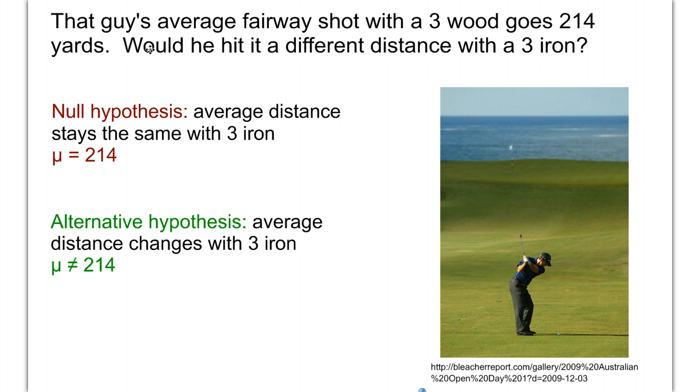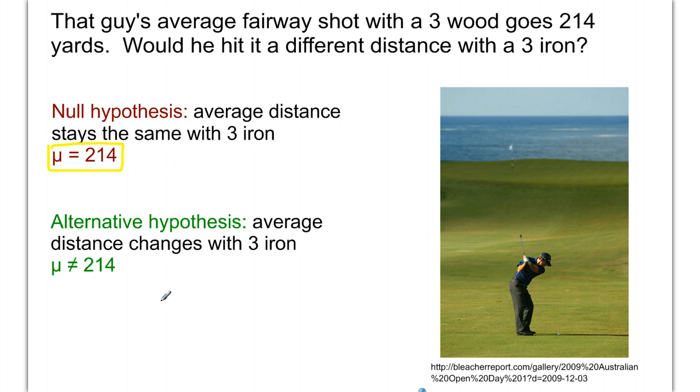So in an earlier example, we saw that this guy's average fairway shot with a 3-wood goes 214 yards. Would he hit it a different distance with a 3-iron? Now in that situation, we defined the null as a statement of no change. So we said the null hypothesis is that the average distance stays the same with the new club, the 3-iron. So mu is equal to 214.